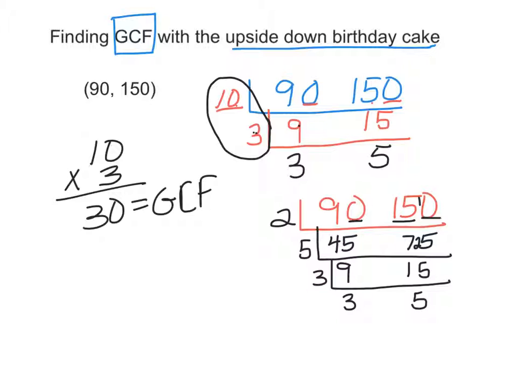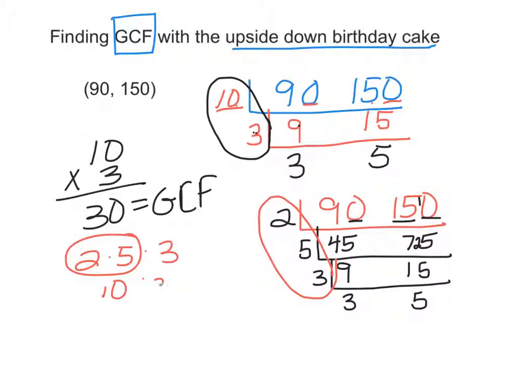Again, finding the GCF, if you did it this way, you're still going to multiply across. You're going to take 2 times 5 times 3. 2 times 5, you know, is 10. 10 times 3 is 30. So our GCF is still 30. So if you did it either way, you still come up with a GCF of 30.